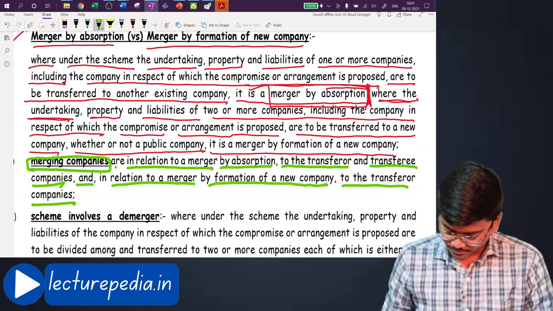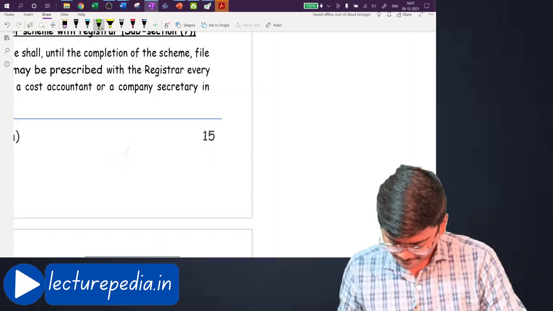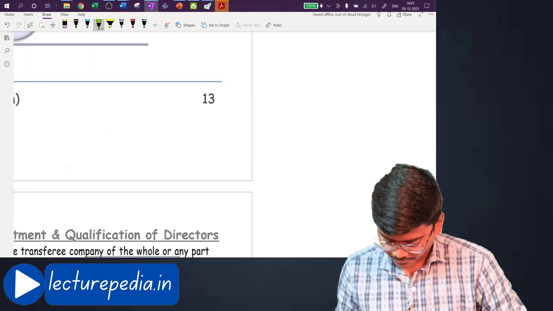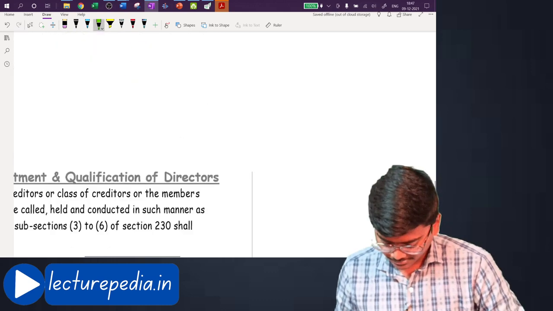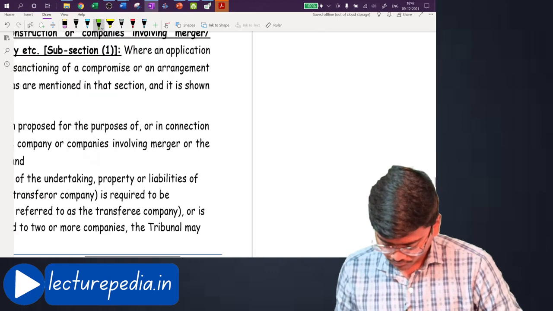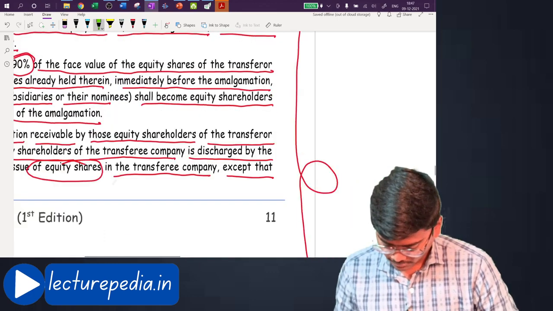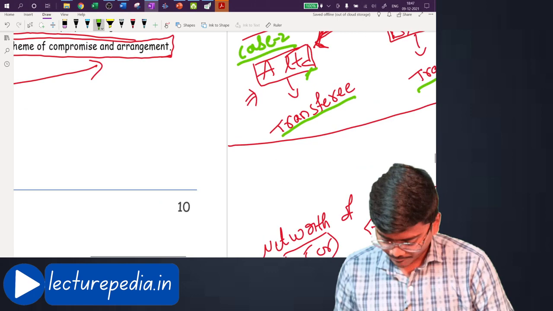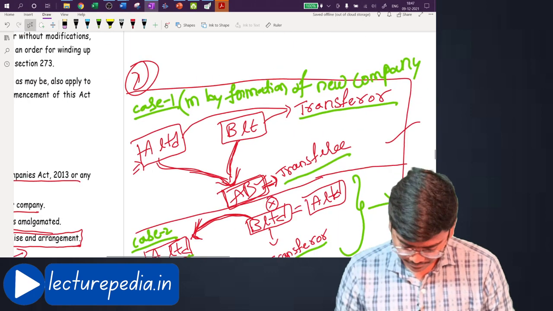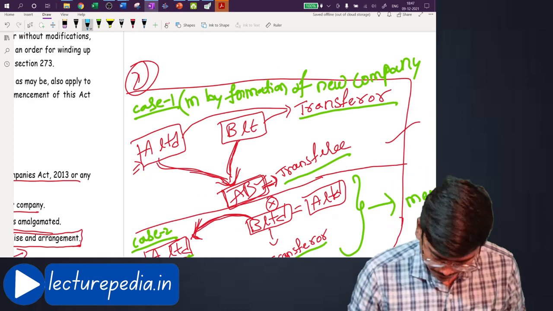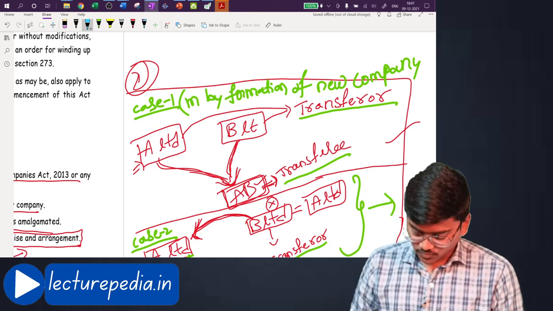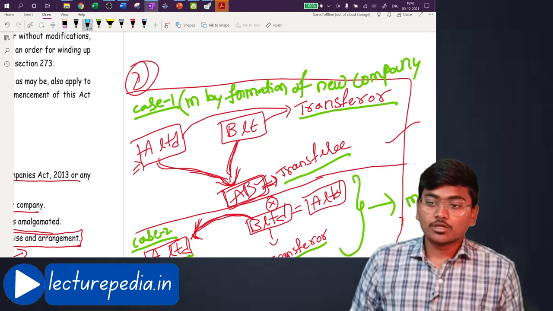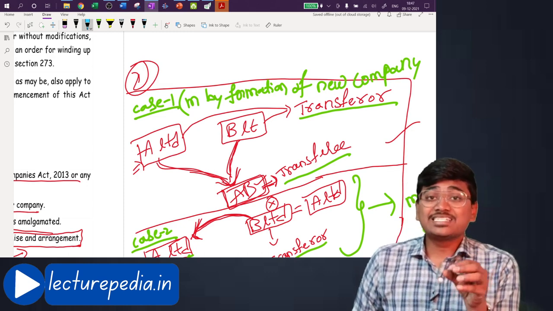Okay, basically what he says is, again we'll go to our chart. See, in the first case, let me take another pen. Yeah, here in case 1, where merger by formation of new company, which company will be known as merging companies?